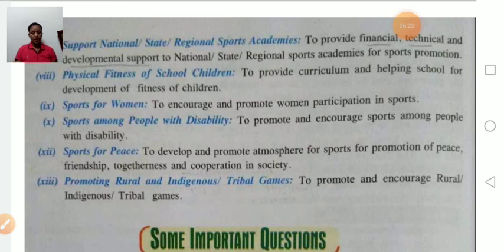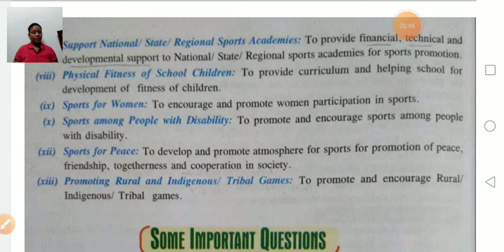Promoting rural and indigenous or tribal games. It helps to promote and encourage rural, indigenous or tribal games. It is also promoting rural and tribal games in India. These are the objectives of the Khelo India program.